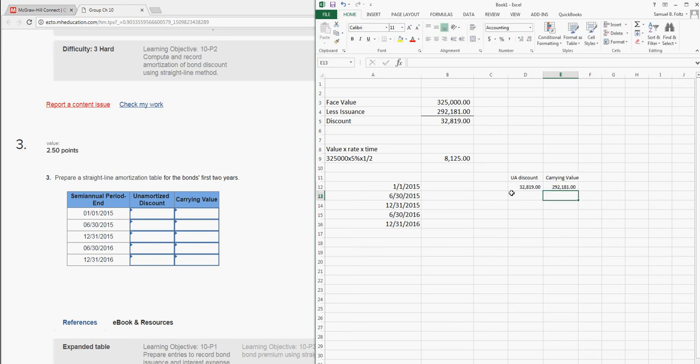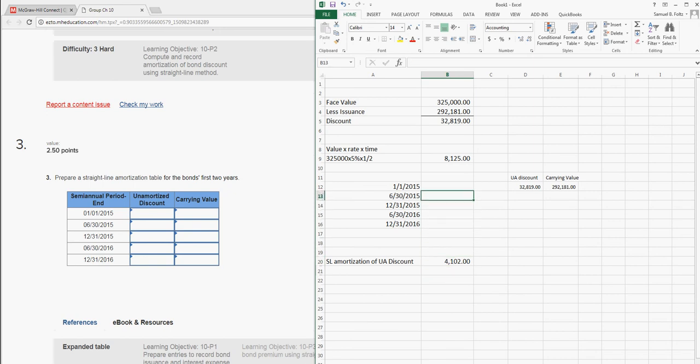$292,181. Well, if we're going to amortize this amount over 8 payment periods, that will tell us how much we have to remove from this amount in each period. Let's just do that math real quick. So the straight line amortization of the unamortized discount is going to be $32,819 divided by 8 payment periods. And we'll see that that's 4,102.38. I'm just going to go ahead and round that to 4,102.